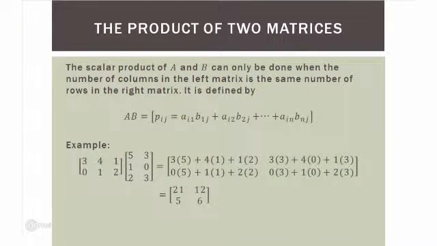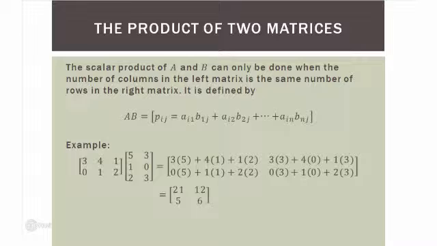Now the product of two matrices. The product of A and B can only be done when the number of columns in the left matrix is the same as the number of rows in the right matrix. It is defined as such. Now this definition can be a little confusing, so we'll walk through an example.